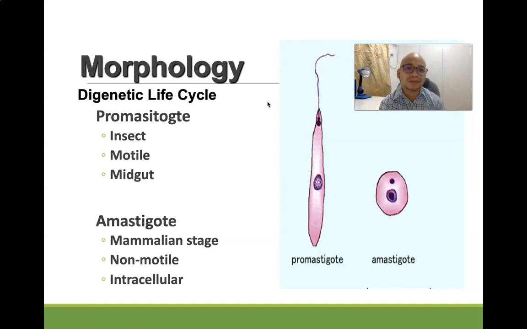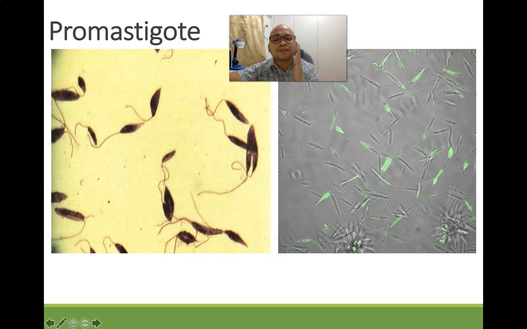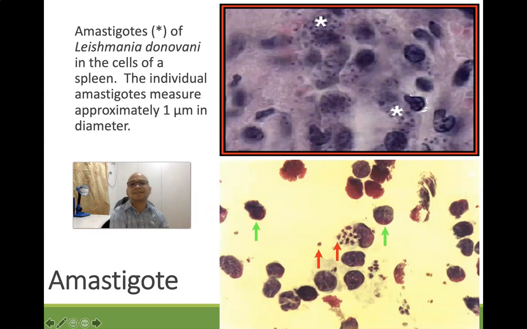Promastigote, therefore, can be seen if you will be dissecting the vector that has been infected with promastigote, and these are the things that we'll be able to see. A single flagellum, and then here's the kinetoplast, and the nucleus is found somewhere here. Amastigote, on the other hand, is found whenever a tissue biopsy is submitted for examination. This is an example of amastigote of Leishmania donovani. The specimen that was submitted in the laboratory was a spleen. The individual amastigote measures around 1 micron in diameter.